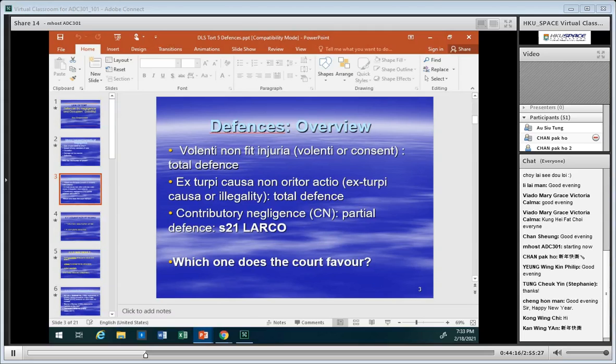Anyway, so ex turpi causa is a total defence, contributory negligence a partial defence. Which one does the court favour? Well, no prizes for guessing. It's contributory negligence, because it fits in with the main function of tort law, which is compensation to the victim. If volenti or ex turpi causa succeed as defences, then the plaintiff will get no compensation. With contributory negligence, even if the defendant is able to prove contributory negligence, the plaintiff will get some compensation. Okay.